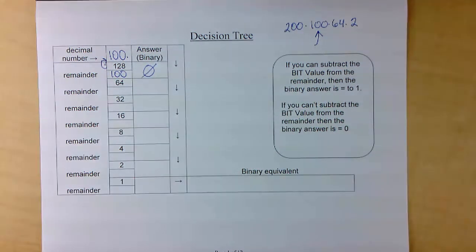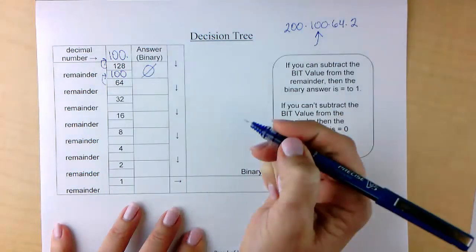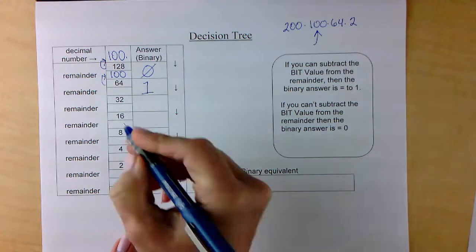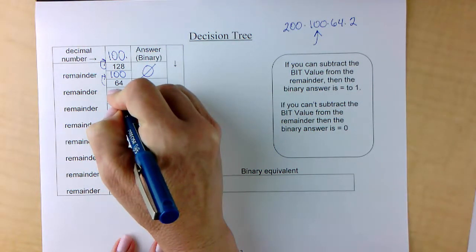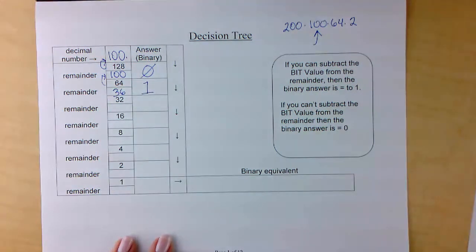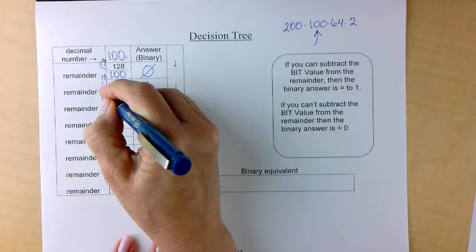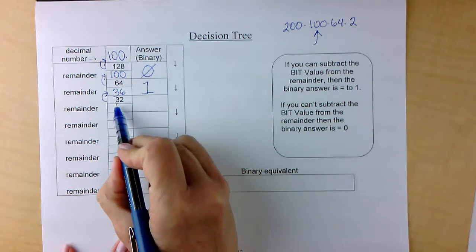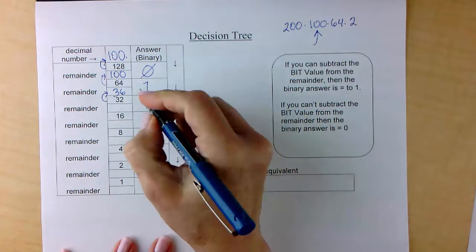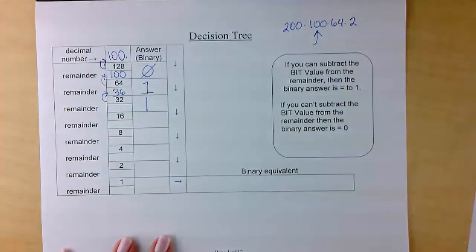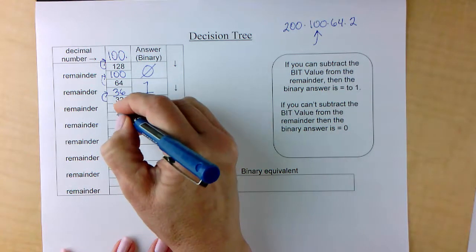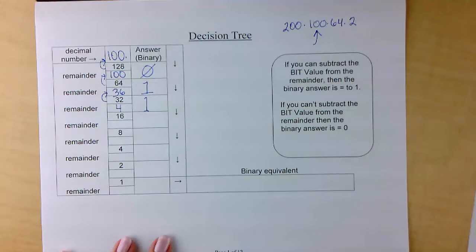Can 64 be subtracted from 100? Yes, it can. So my binary is on. I bring my remainder down, which will be 36. Can 32 be subtracted from 36? Another way to say that is, will 32 go into 36? The answer is yes, so I know that my binary is on. 36 minus 32 is 4, so I carry the 4 down.